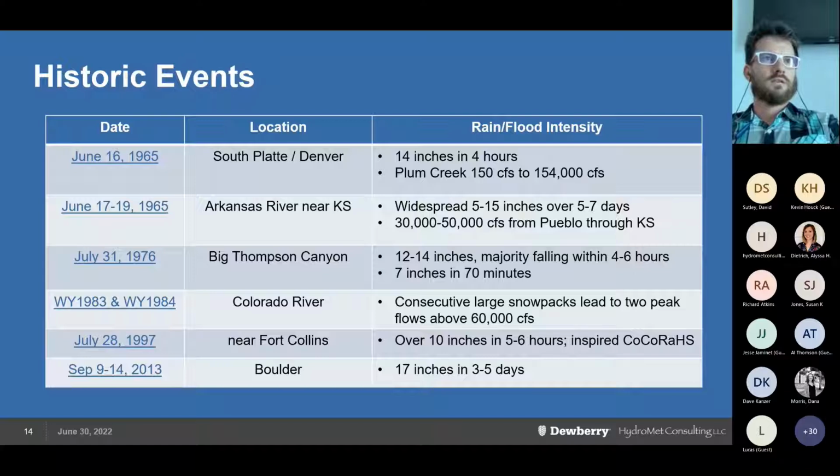So the next event is similar to the Big Thompson, just a little bit lower in magnitude, but it's the July 28th, 1997 flash flooding event near Fort Collins. So this one had 10 inches over 5 to 6 hours.